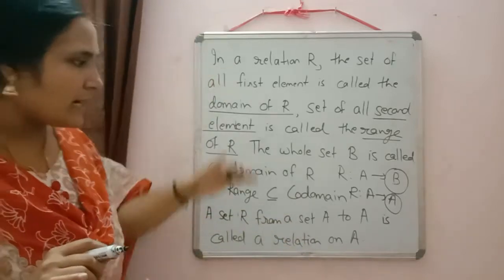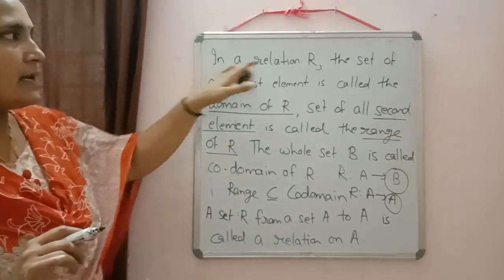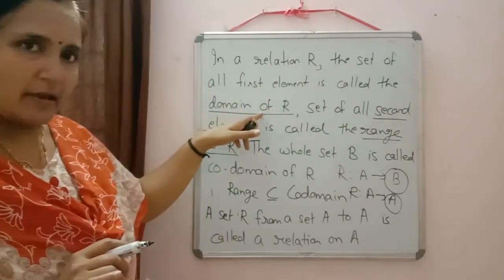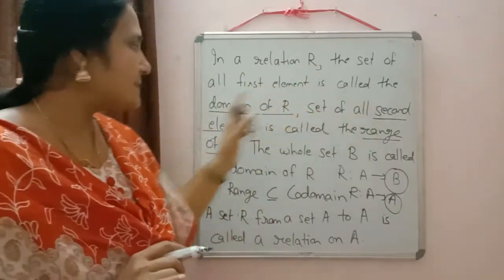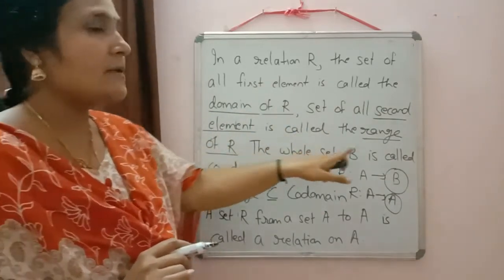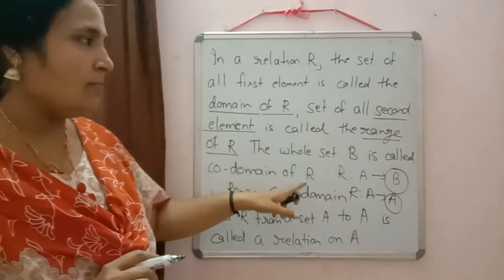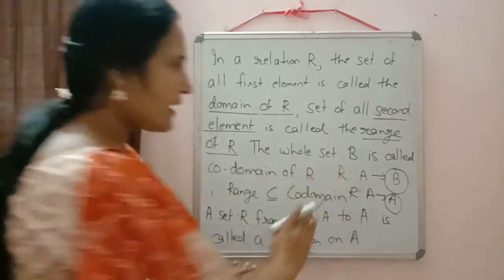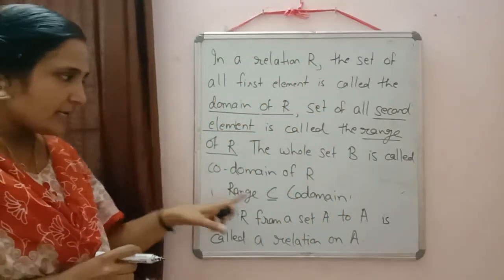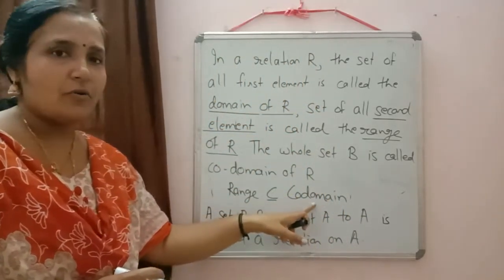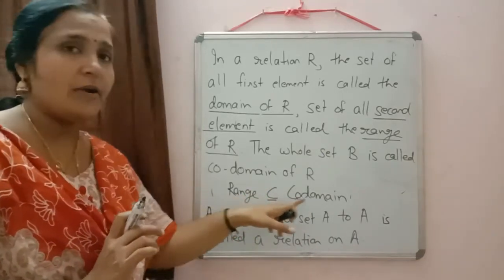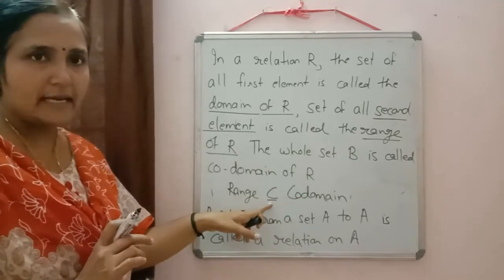So all of you write down all these definitions. In a relation R, the set of all first elements is called the domain of R. The set of all second elements is called the range of R. The whole set B is called the codomain of R. This one you don't have to write, this one I have just explained here. Then range is a subset of codomain. So range can be a proper subset or it can be equal to codomain. That's why the equal to sign is written.